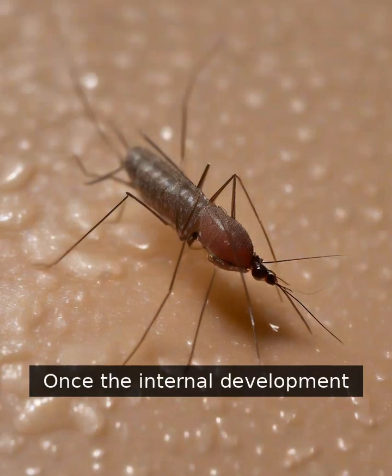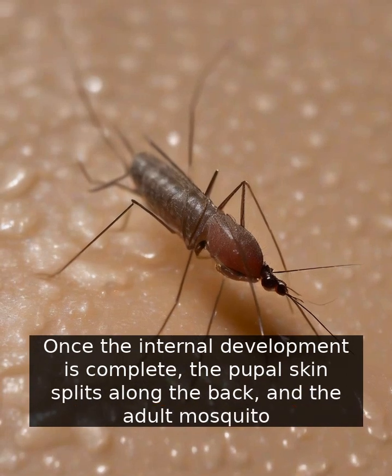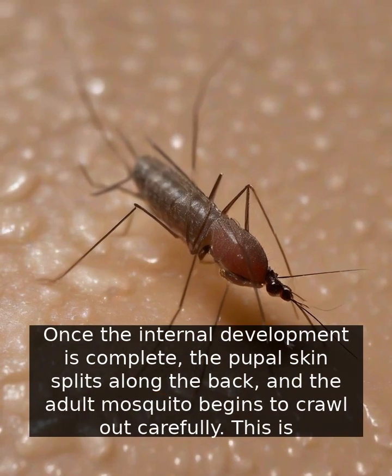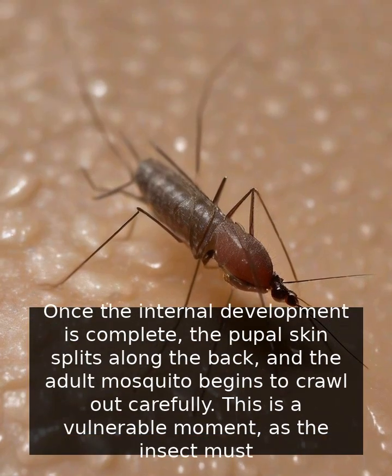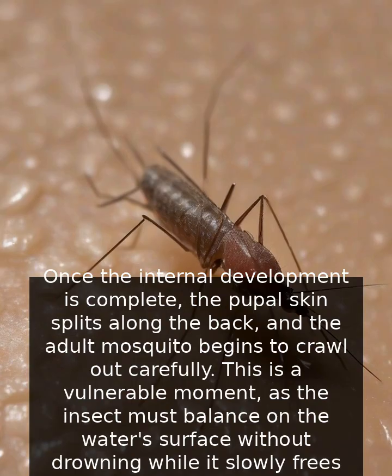Once the internal development is complete, the pupal skin splits along the back, and the adult mosquito begins to crawl out carefully. This is a vulnerable moment, as the insect must balance on the water's surface without drowning while it slowly frees itself from the old casing.